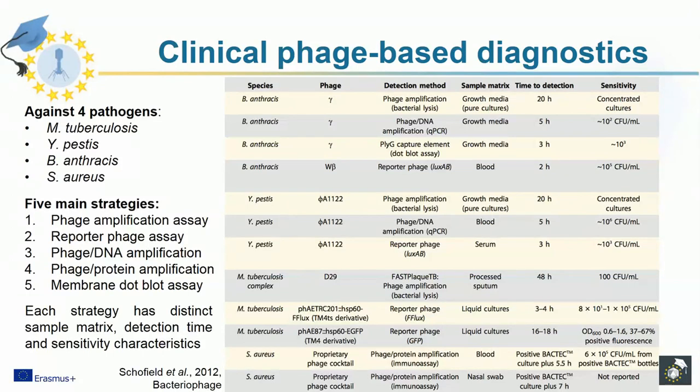The detection time can still be long, up to 48 hours. However, several diagnostics have much shorter detection times, down to 2 hours. The sensitivity finally can go down to about 100 colony-forming units per ml. These parameters show the superior speed and sensitivity that can be achieved with phage-based diagnostics compared to traditional methods used so far. For more details about these tools, we refer to the article of Schofield et al.